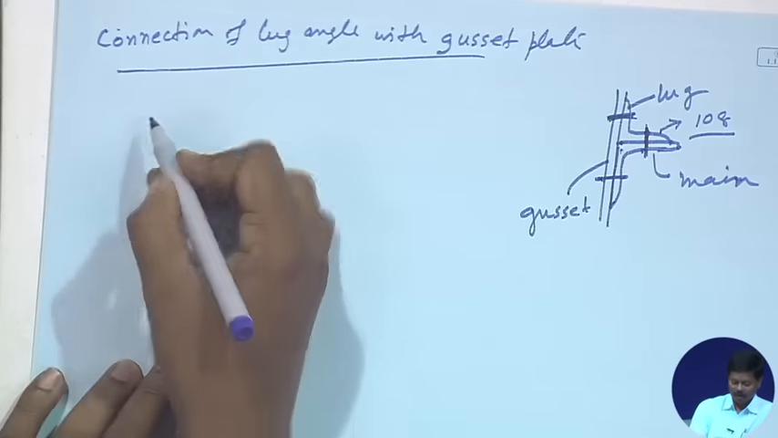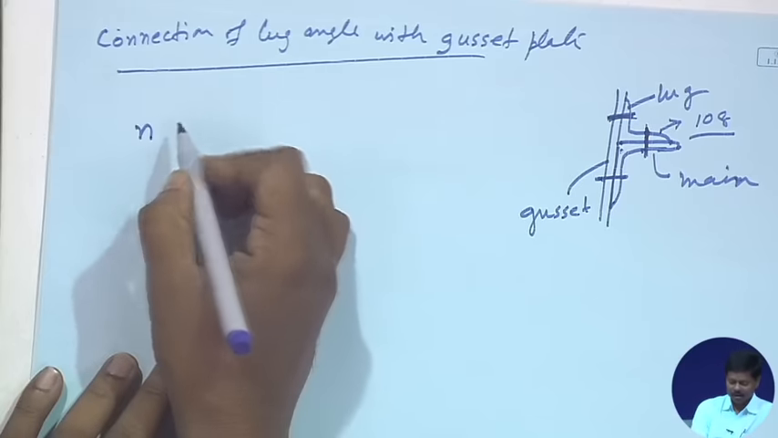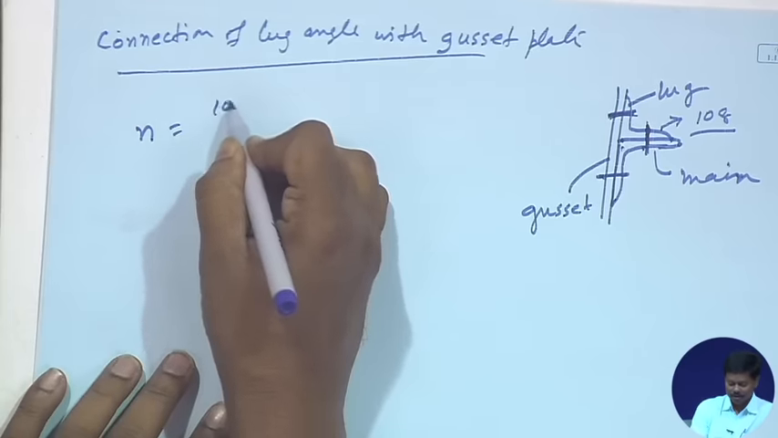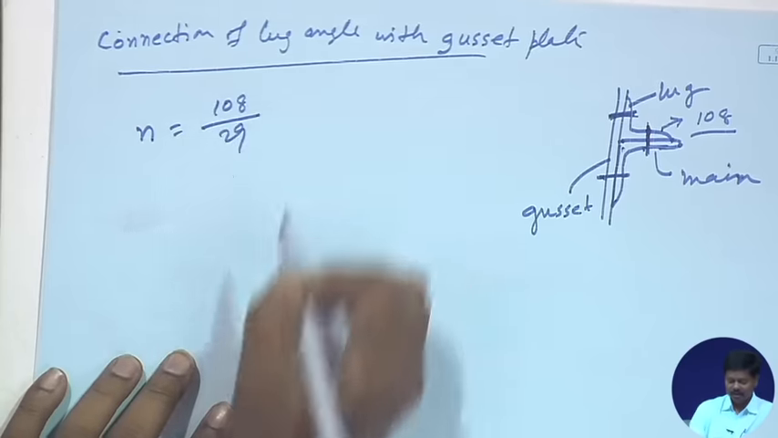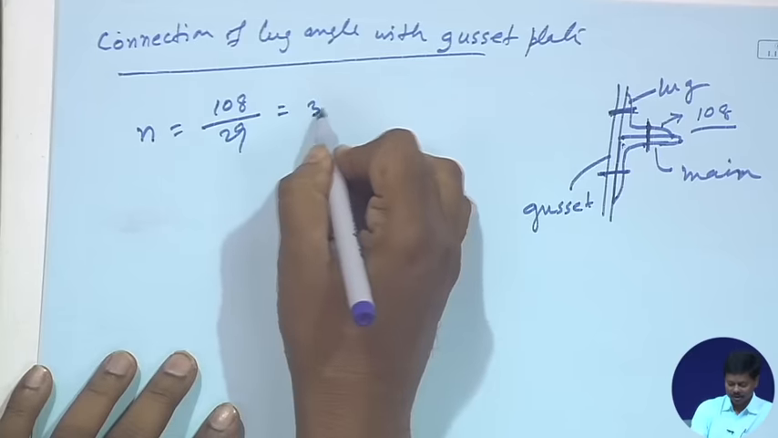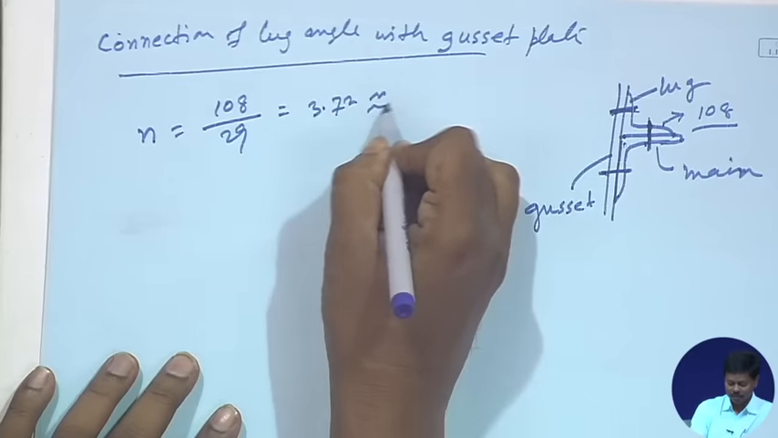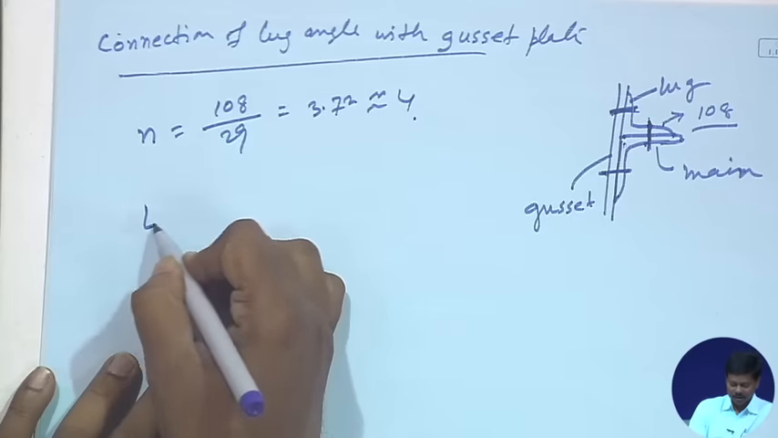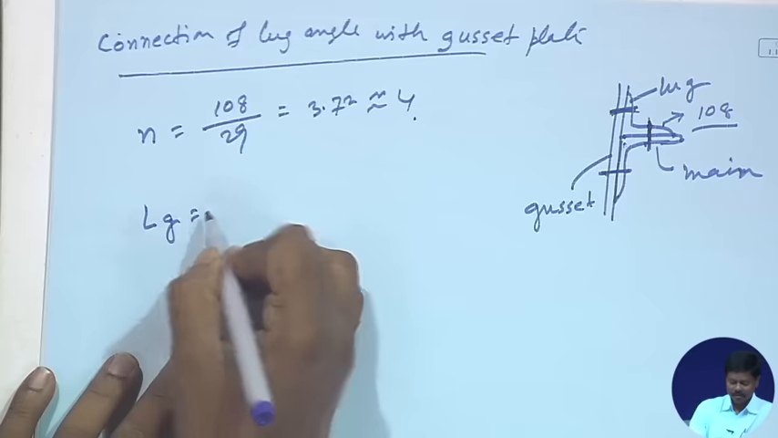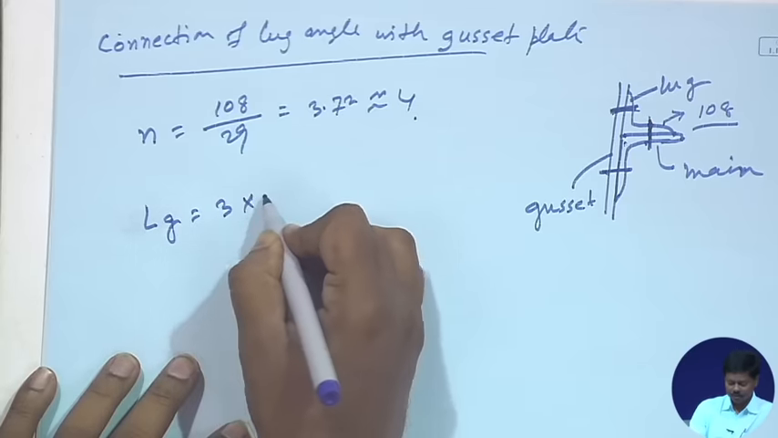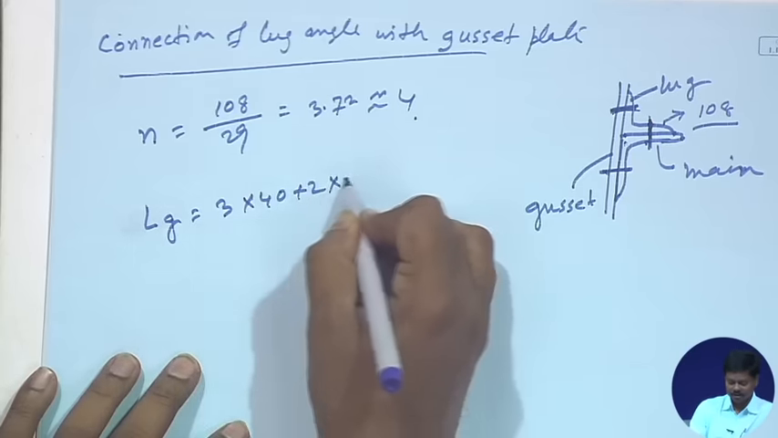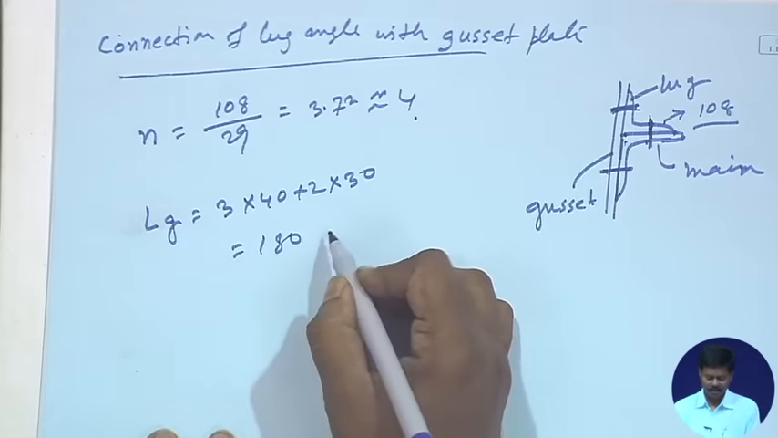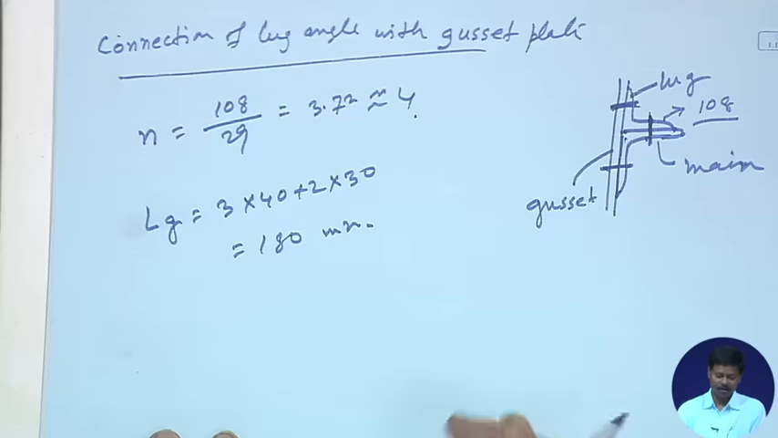So, the number of bolts required in this connection, the connection between the lug angle and gusset plate, will be 108 by 29, where 29 is the bolt value. This is coming 3.72, that means 4. The length of the gusset plate will be 3 into 40 plus 2 into 30, which is coming 180. So, it is lesser than the available length, right. So, this is one.